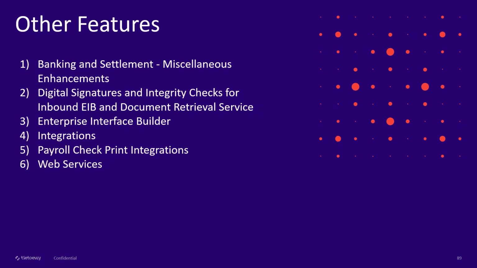So we would be looking at a few of the other features. I'm trying to cover a few of the other features. There were a lot of features, but these are a few of the points which I think we should see. That is banking and settlements. Then we have digital signatures. There is something in EIB. We have a few things in integration, and we have payroll check print integrations, and there is also something in web services.